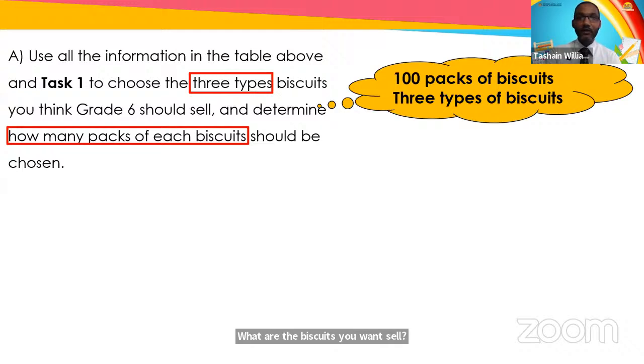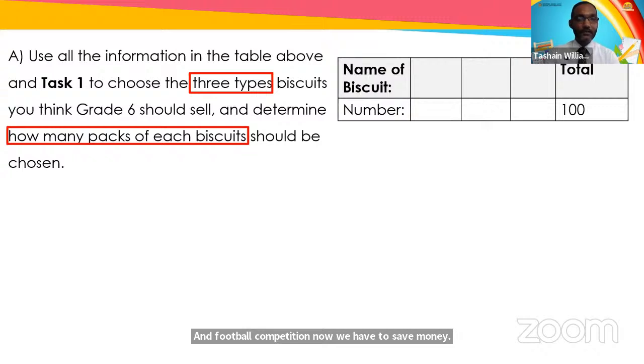Have to bear in mind, boys and girls, that we're selling these biscuits for a reason. And the reason is we want to participate in the netball and football competition, and we have to save money to buy the gears and equipments. So here we have 100 biscuits. So here's another table for you to populate. Which three biscuits are you going to choose? Very important for you now.